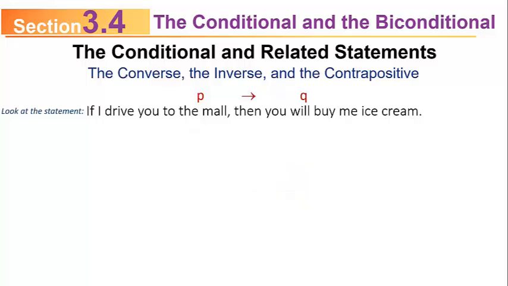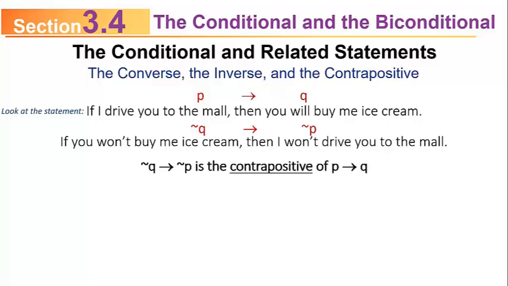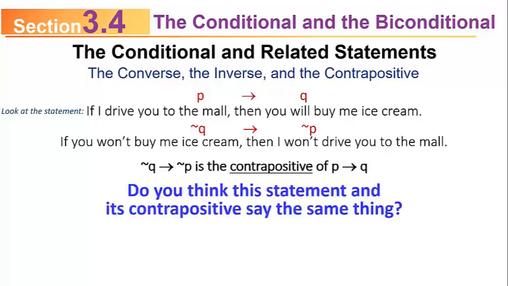Go back to the original statement again. If I drive you to the mall, then you will buy me ice cream. How about this statement? If you won't buy me ice cream, then I won't drive you to the mall. Notice that you've negated both P and Q, and you've switched them. That's the contrapositive. Do you think the statement and the contrapositive say the same thing?